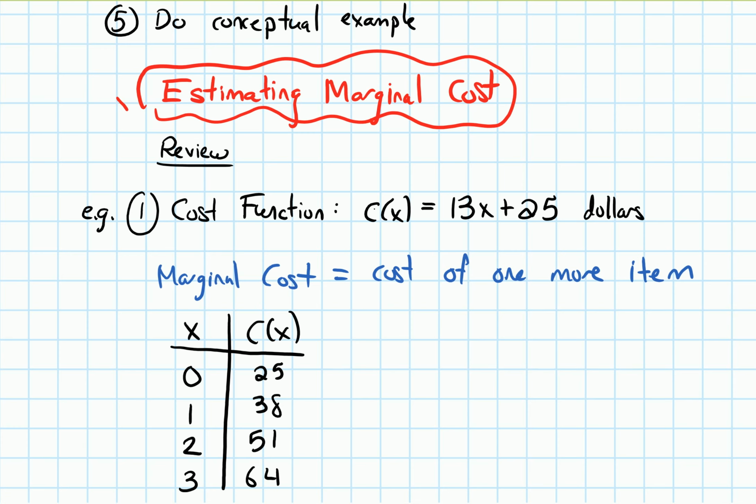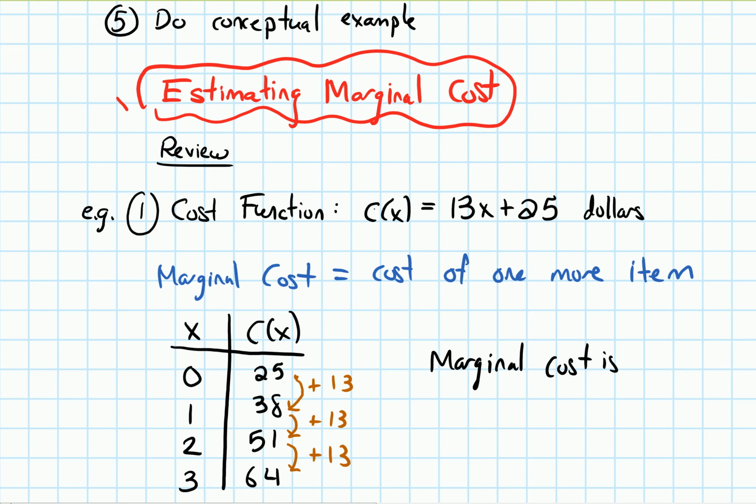So marginal cost is about this: if I look at one of these cost values and I increase the number of units by 1, how much did my cost change? From 25 to 38, the cost went up by 13. From 38 to 51, it went up by 13 again. And from 51 to 64, it also went up by 13. So in this example, the marginal cost is constant, and it's constant since the function is linear.